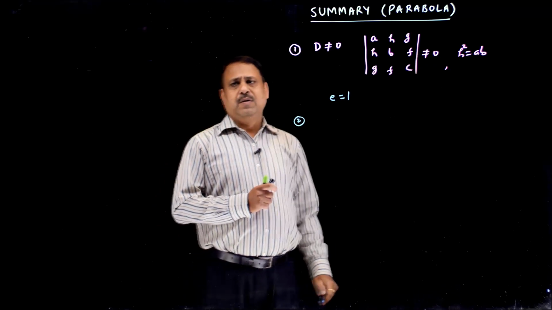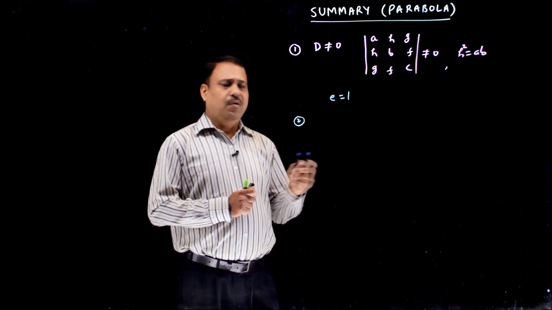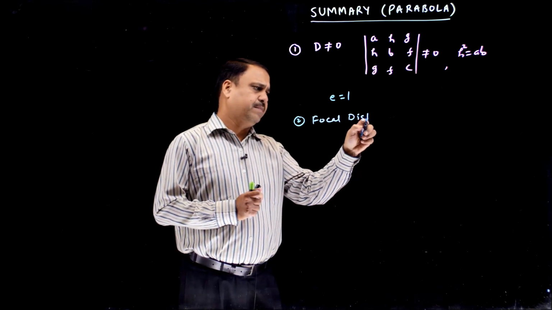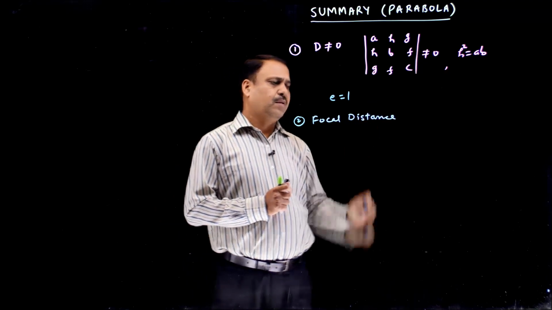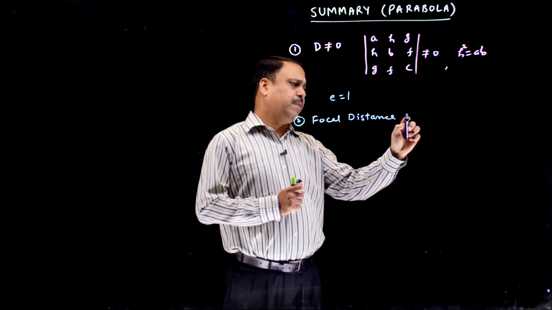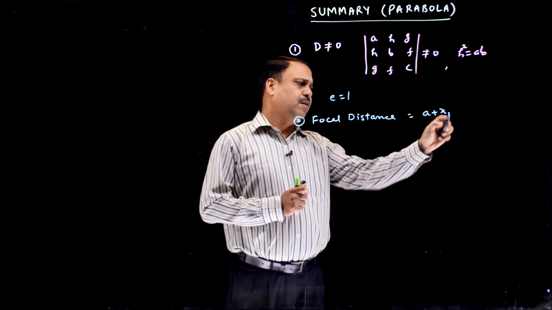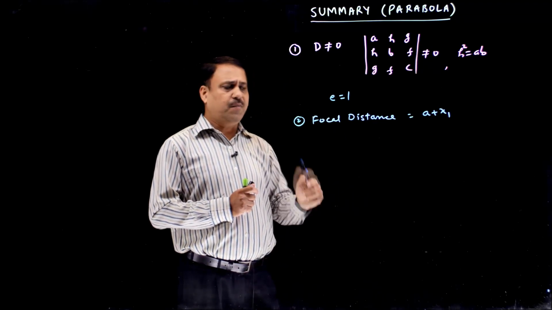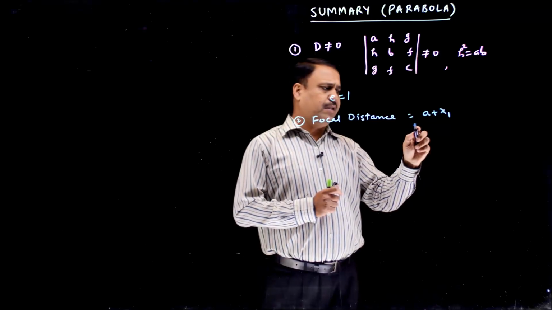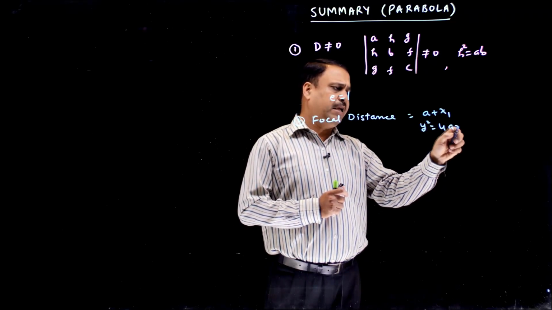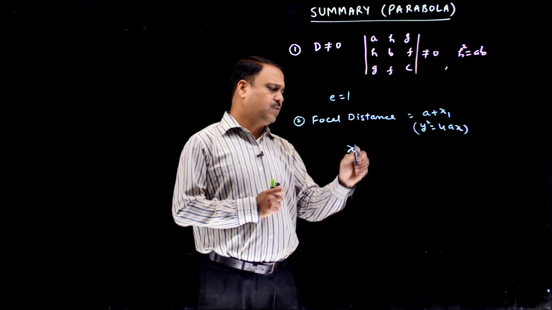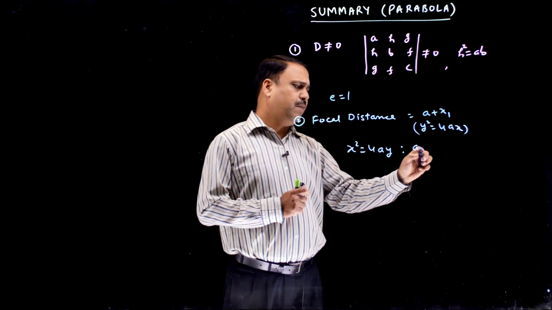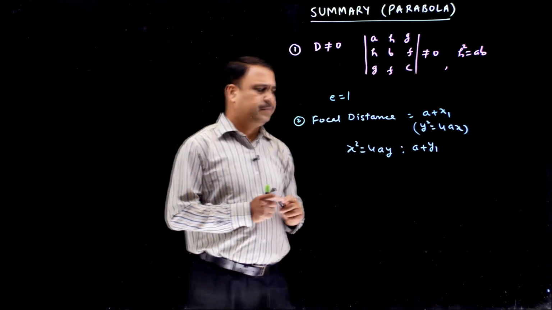Second thing, focal distance of a point. Focal distance of a point is given by a plus x1 for parabola y square is equal to 4ax, and a plus y1 for parabola x square is equal to 4ay. This is for y square is equal to 4ax, and for parabola x square is equal to 4ay, this focal distance formula is a plus y1.